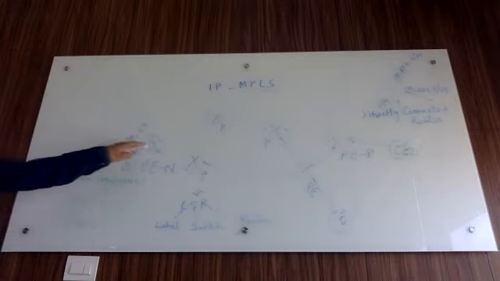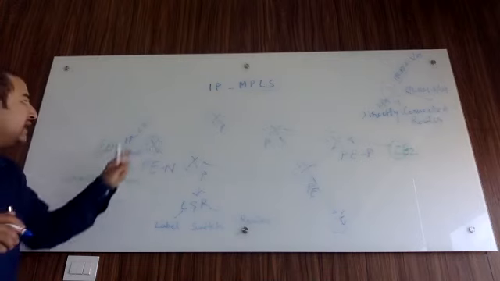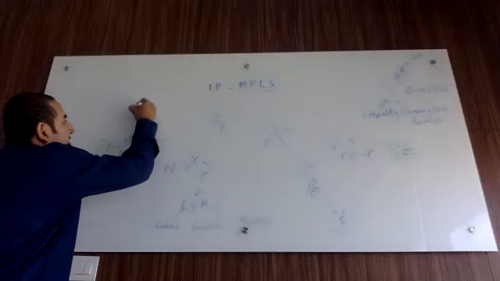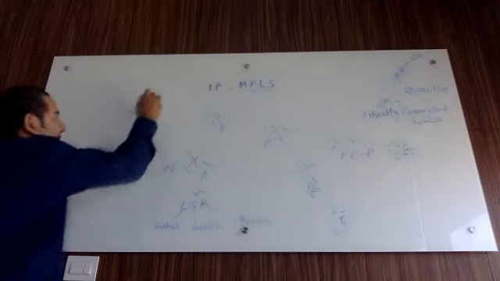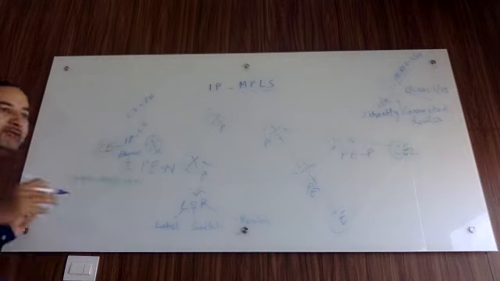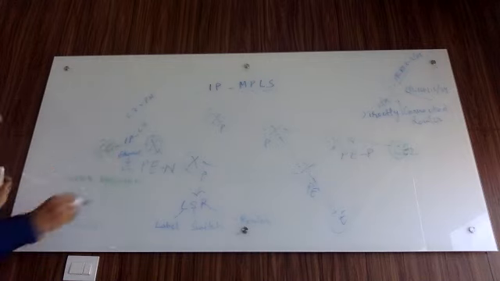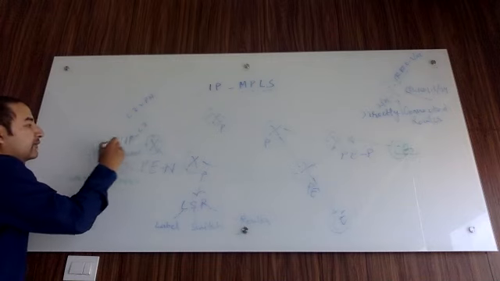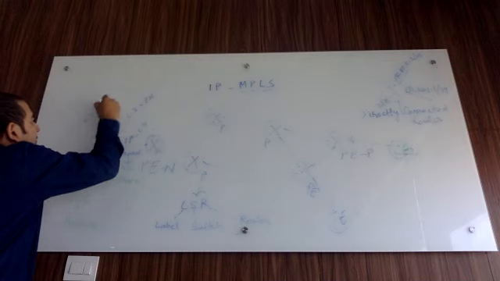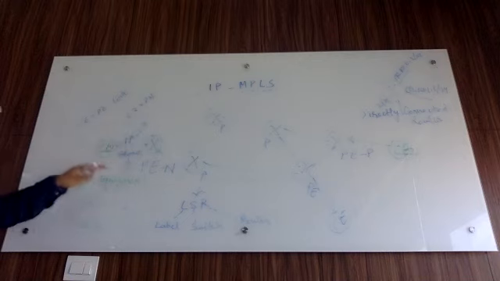So this CE to PE link can either be a layer 3 link or a layer 2 link. If it is a layer 3 link, then it will be called a layer 3 VPN, L3 VPN. I'll get onto the VPN later on, but I'm just giving a differentiation between layer 3 and layer 2. This is the CE-PE link. It could be either layer 3 or layer 2.